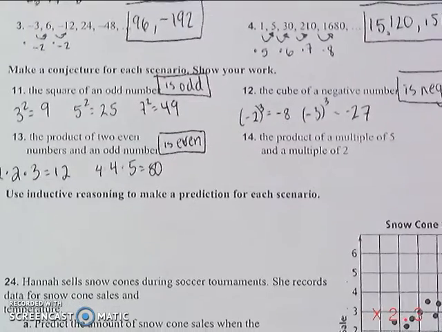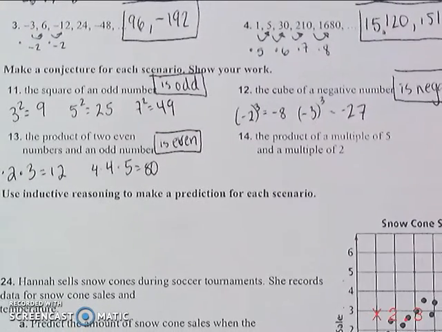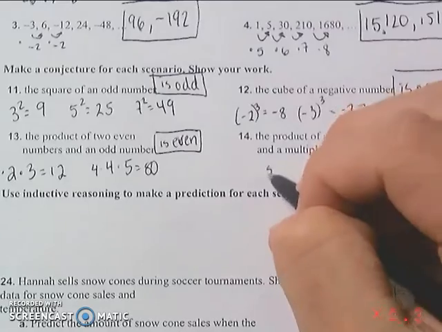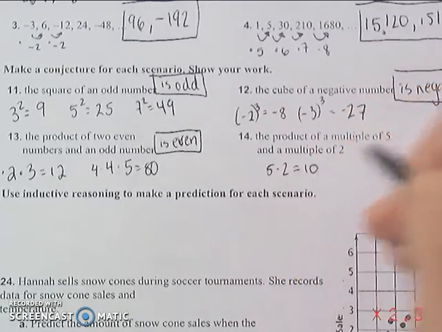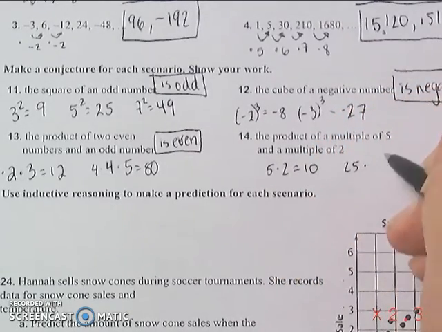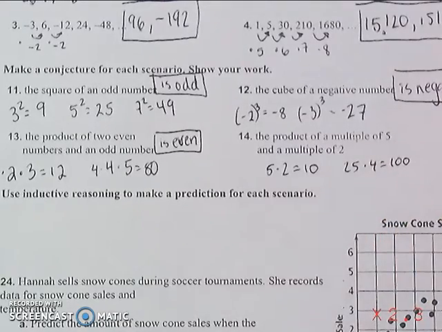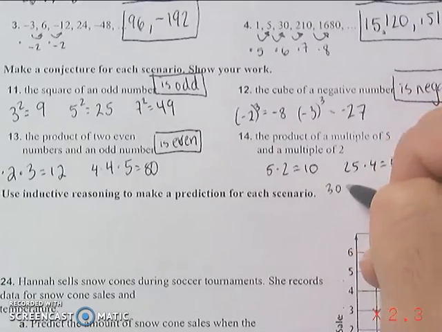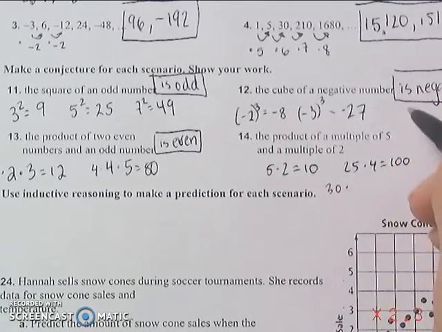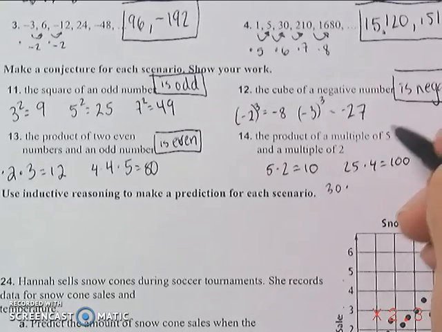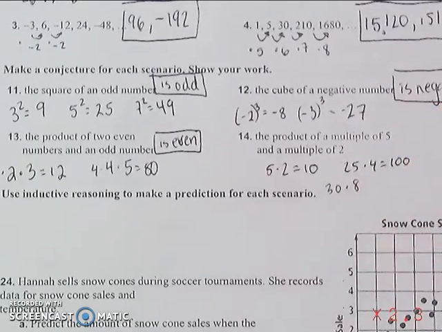The product of a multiple of 5 and a multiple of 2. So we could just do 5 times 2, that's 10. We could do 25 times 4, which is 100. Let's do one more. Let's do 30 times a multiple of 2. Let's do 30 times 8, and we'll get 240.